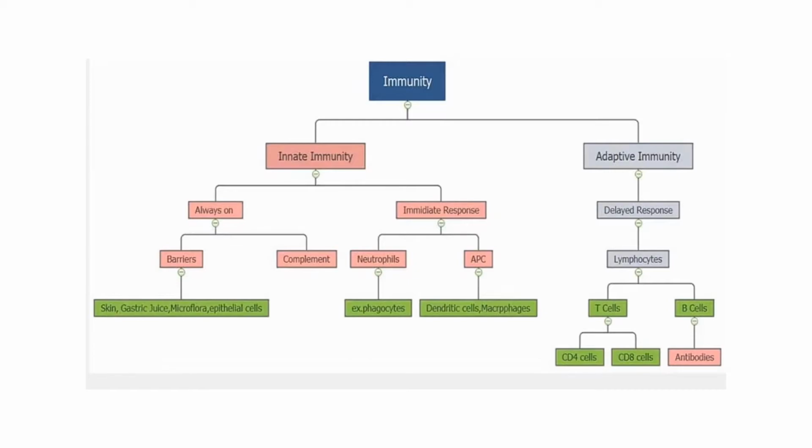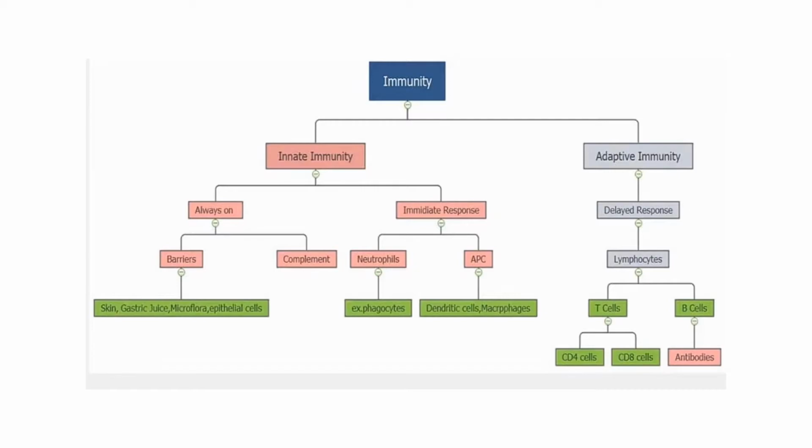This slide shows the flow chart for immunity. This flow chart shows that immunity has basically two main types: innate and adaptive immunity. Innate immunity has components like barriers, which include skin, acidic gastric juice, microflora, epithelial cells, and complement proteins. These components are always on, meaning that they are always ready to fight microorganisms, and are considered to be the first line of defense mechanism.